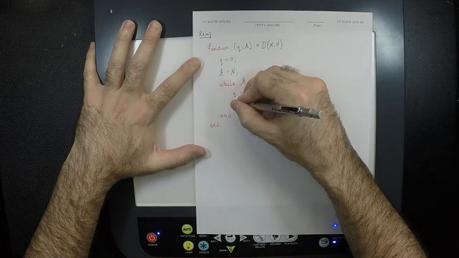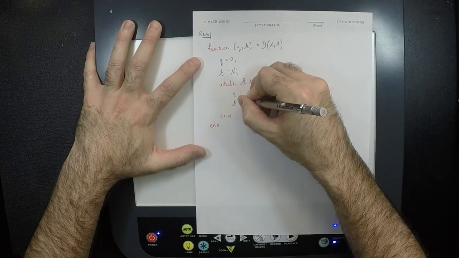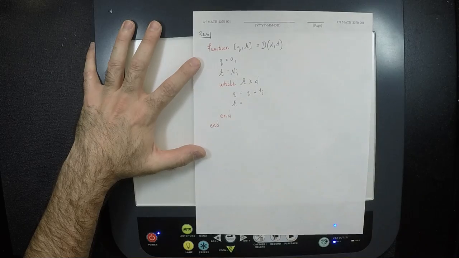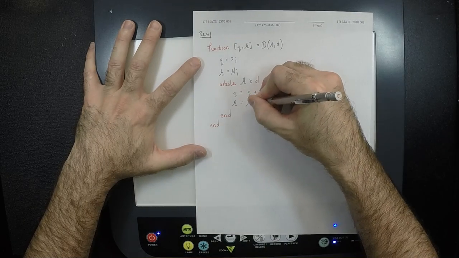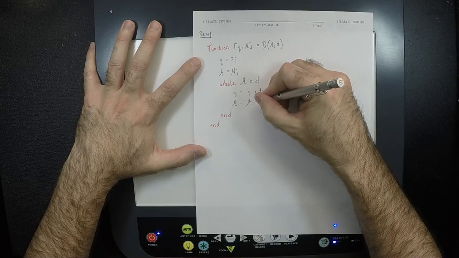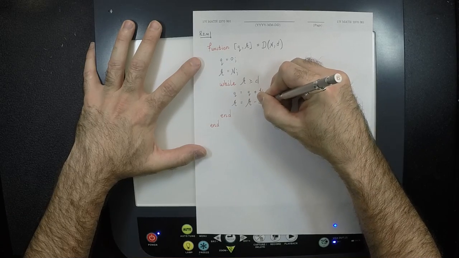Okay, then we're also going to need to update the remainder. So what's the new value of the remainder? R minus D. And why, in terms of M&Ms and buckets and whatever, why is that? What does that mean?